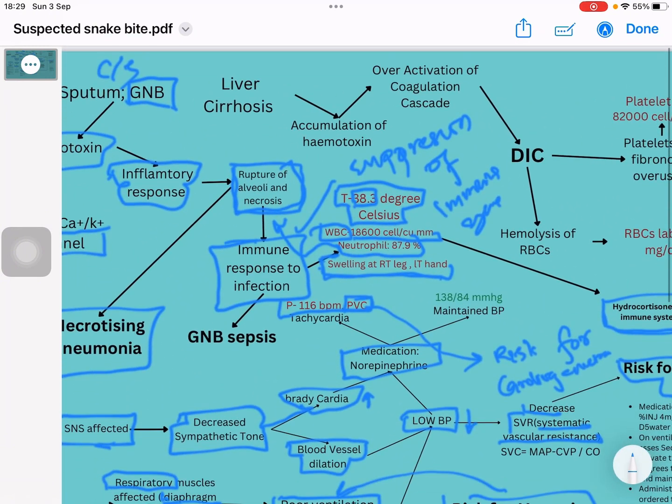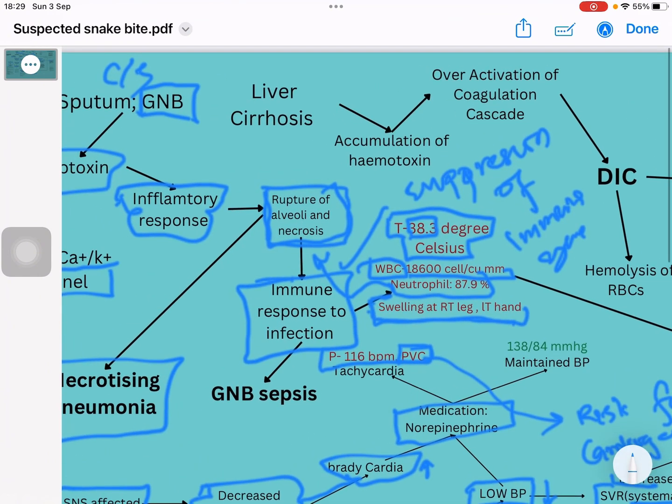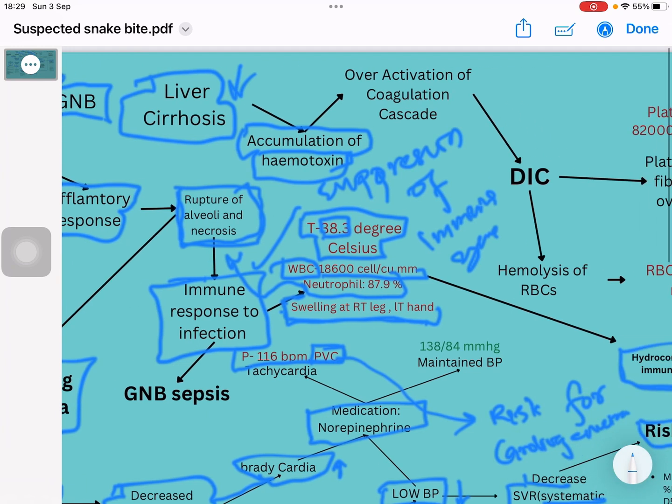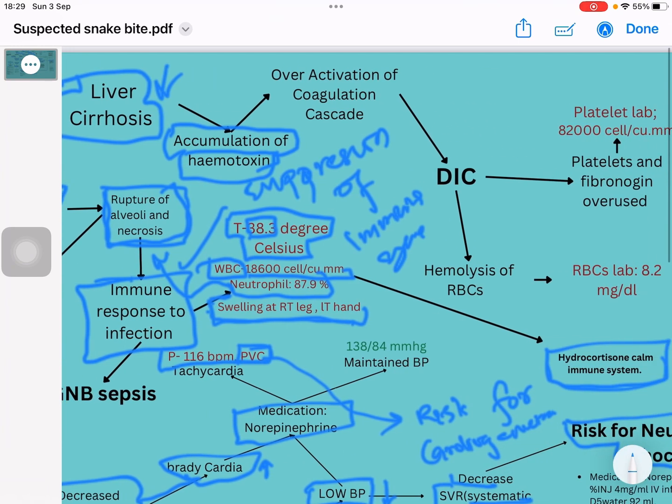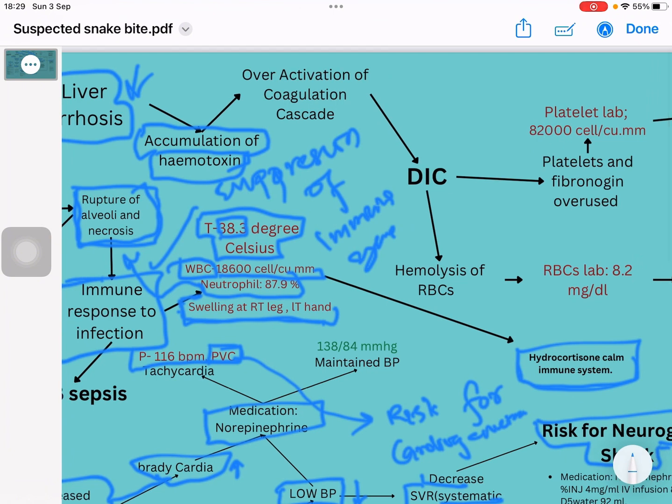So the next underlying disease my patient has and the risk factor is liver cirrhosis. The function of the liver is to take out all the toxins from the blood, but when the function of the liver decreases, it cannot take out all the toxins in the blood. So the hematotoxin, the toxin in the blood, gets accumulated more and more, and when there is toxin in our body, it can overactivate the coagulation cascade, which is the main source of platelet and fibrinogen.